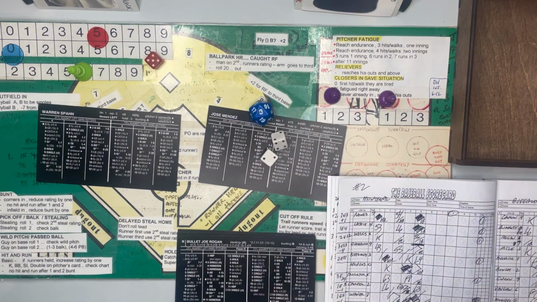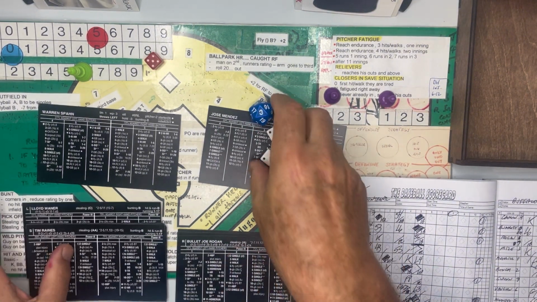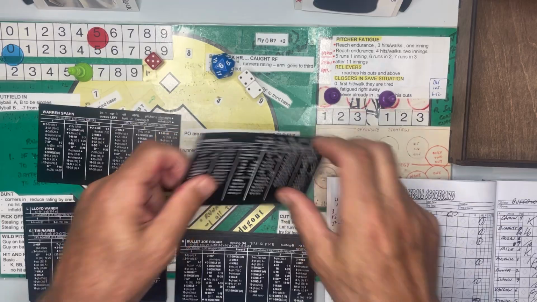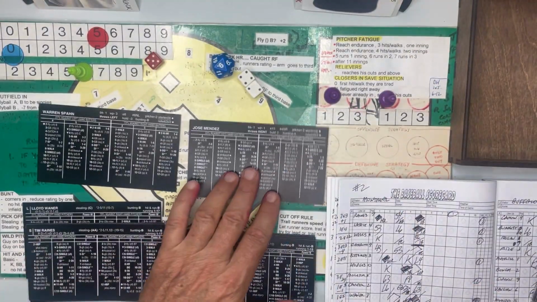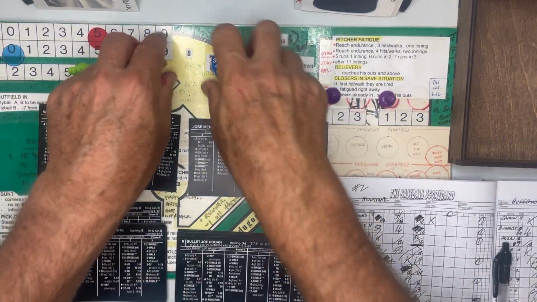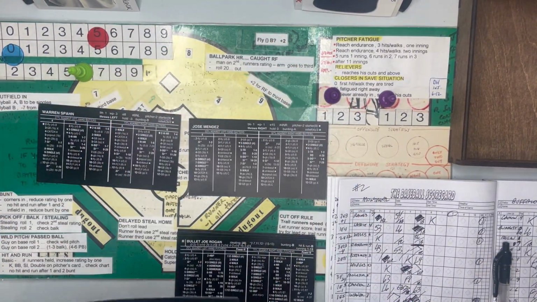Brings up Tim Raines. We have a 5, number 6. We're going to Jose Mendez's card. 5-6 is going to be a strikeout. So Raines is going to K, and there is 1 gone.